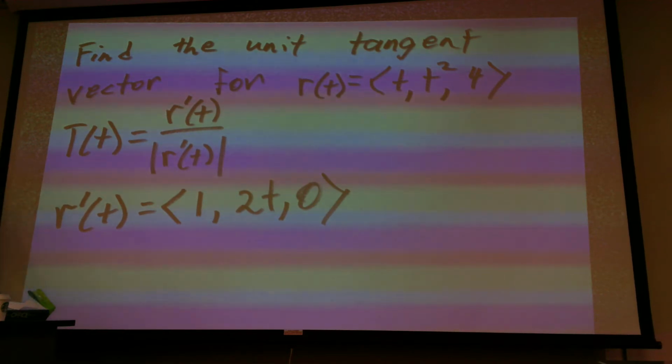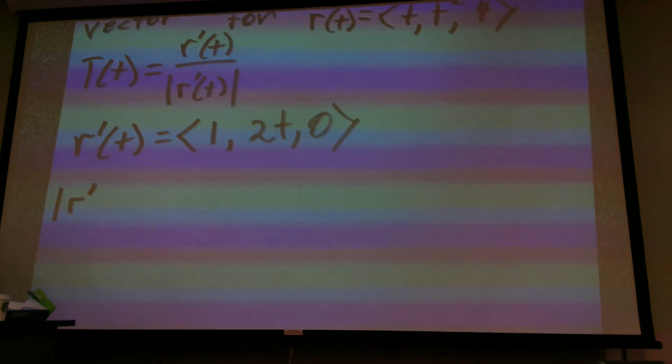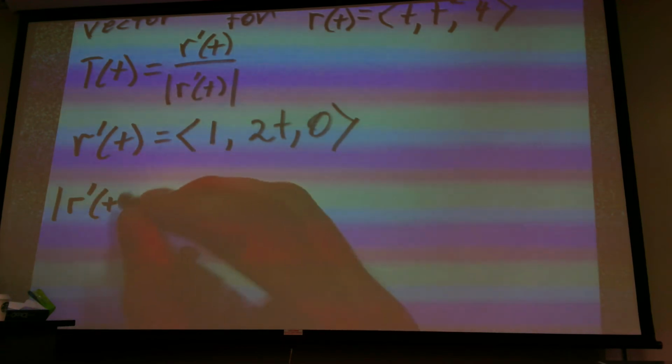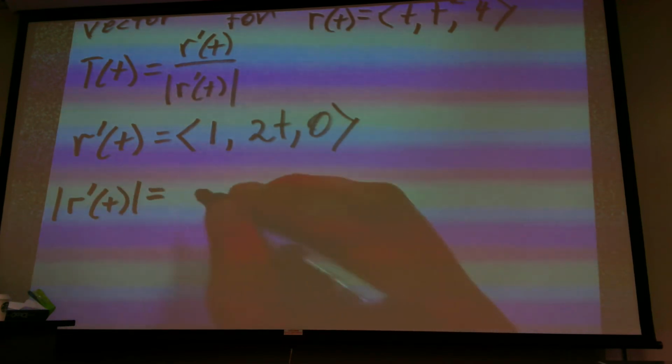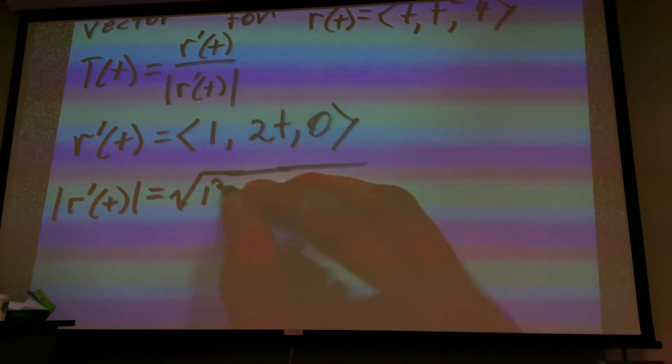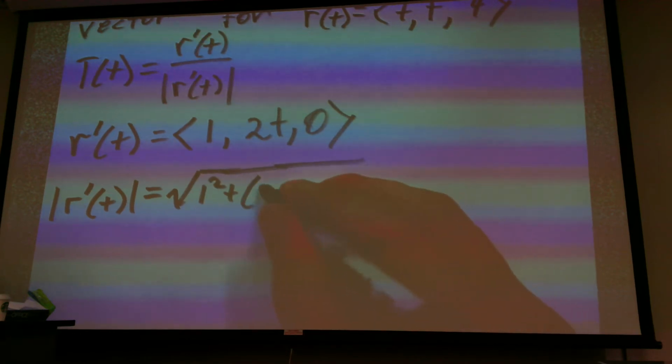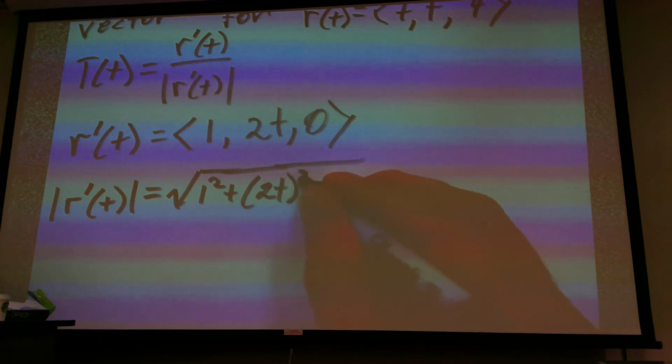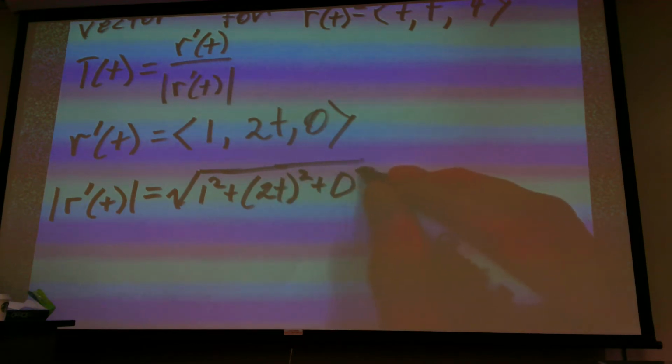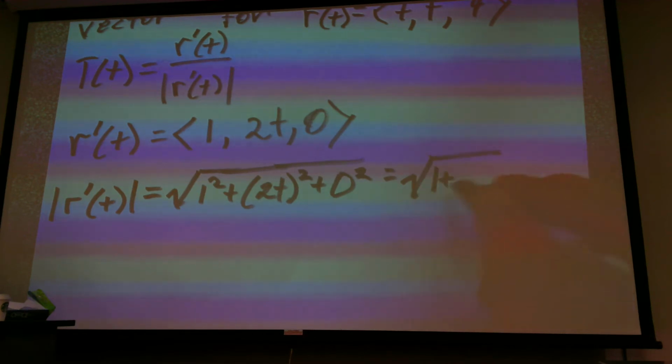Okay, so where would we get from this? We need to find the magnitude of r prime of t. Well, that would be the square root of 1 squared plus 2t squared plus 0 squared, which would equal the square root of 1 plus 4t squared.